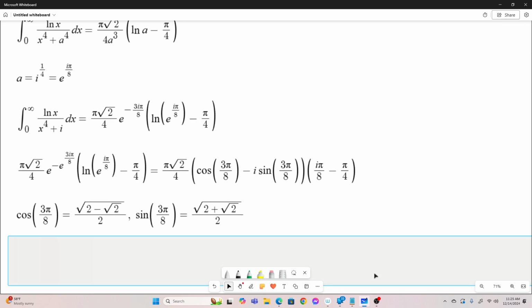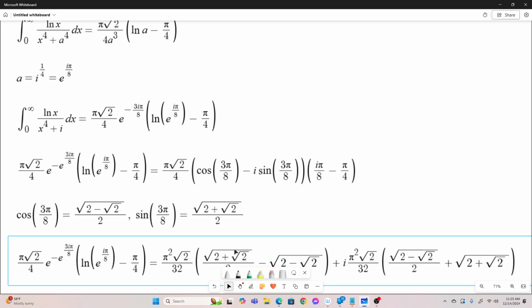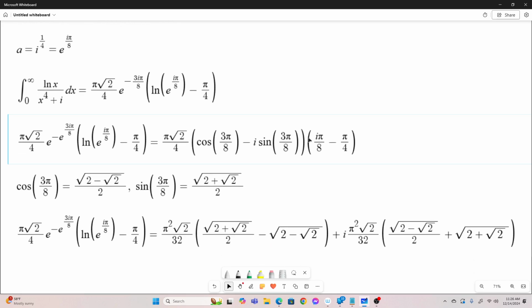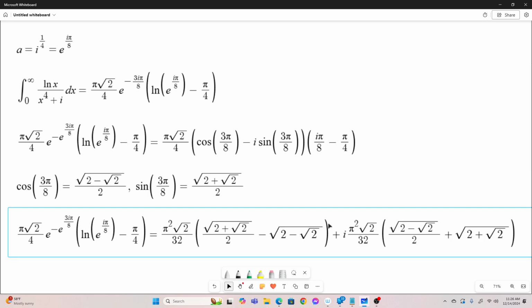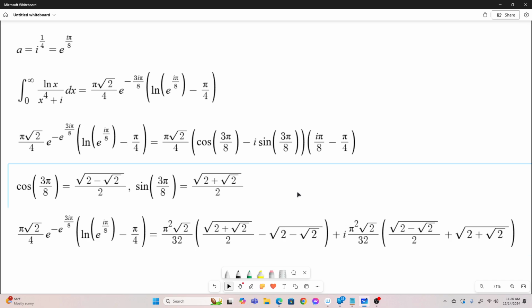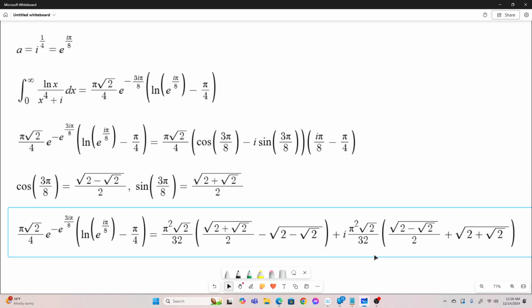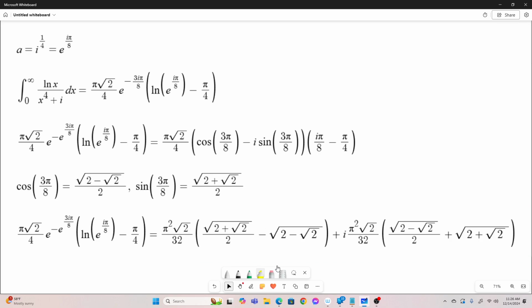Okay, so plugging those values in and doing some algebra, distribution, and separating the real and imaginary parts, we arrive at this. I'm not going to show that step by step. You can do that yourself. Just plug in these values appropriately, FOIL this part out, distribute that, and then separate it into its real and imaginary parts right here.